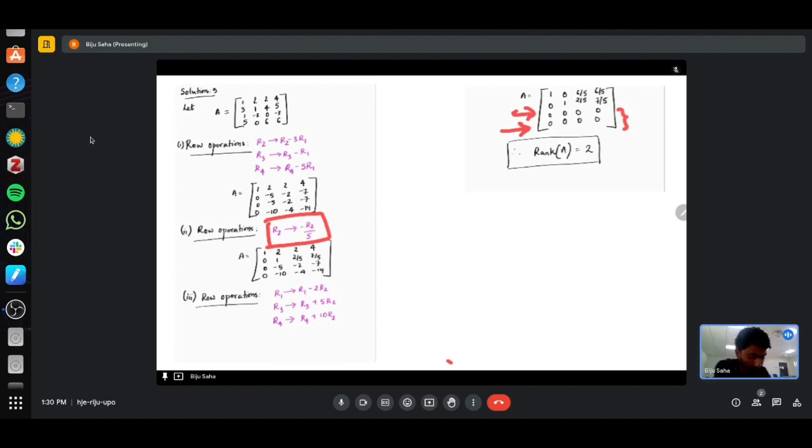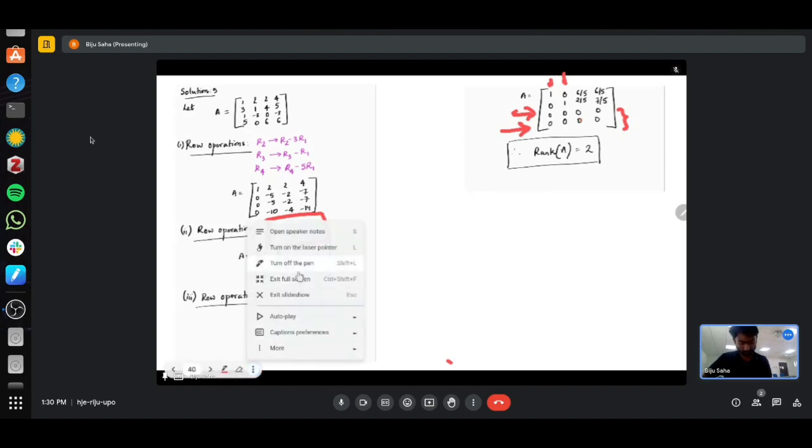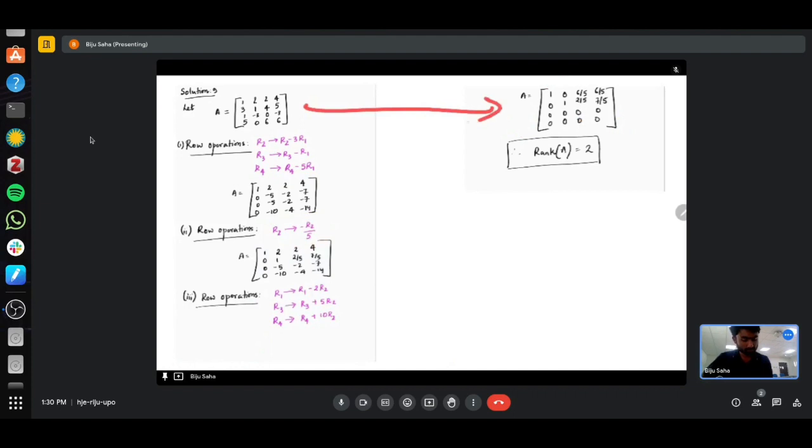The leading entry of the first row is at the left, and the leading entry of the second row is further to the right. So as you go down, the leading entry moves to the right. That is matched, and the column containing the leading entry has all other elements 0. That is also satisfied. So right now, since this satisfies everything, this is a row reduced form.